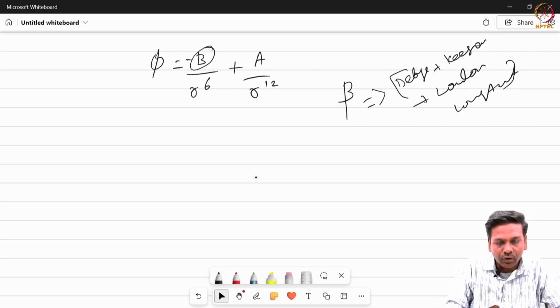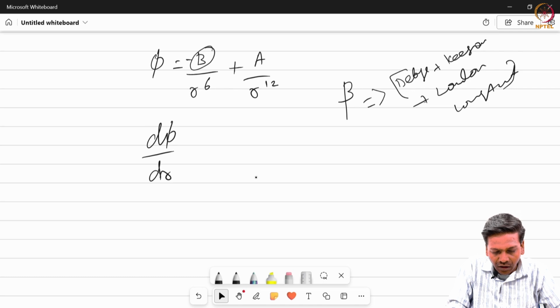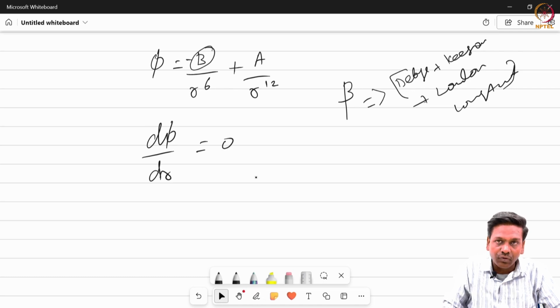Now we know from calculus that if you differentiate this potential with respect to r, the distance, and set that to 0, you would be able to get what is known as the minimum distance, which we will see now. If I differentiate this with respect to r and set it to 0, what will happen?